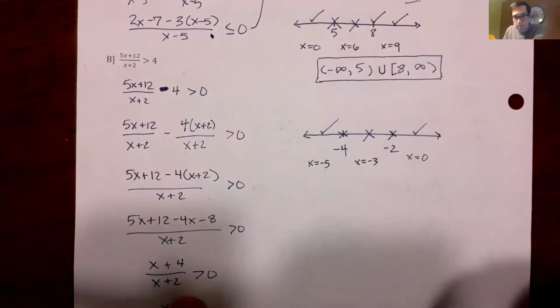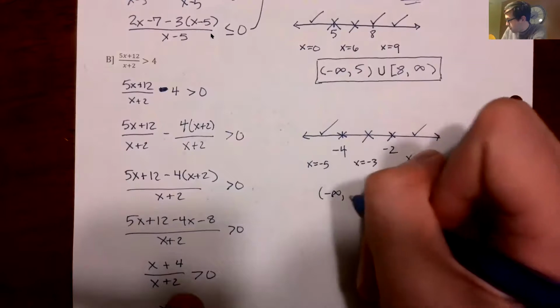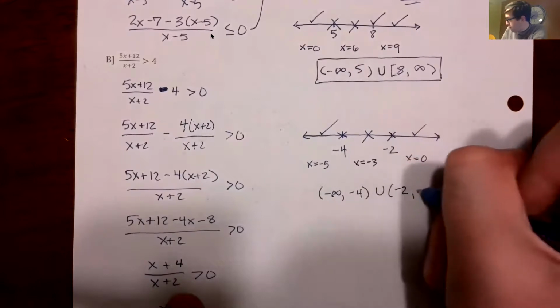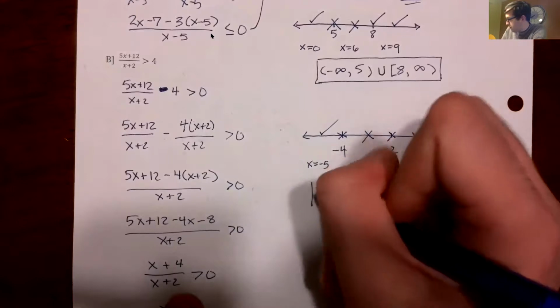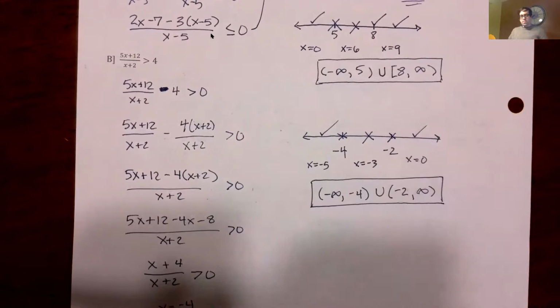Okay? So last thing we have to do is write our interval. So it's going to be from negative infinity to negative 4, and from negative 2 to infinity. All right? So a couple last things here. That was the last example.